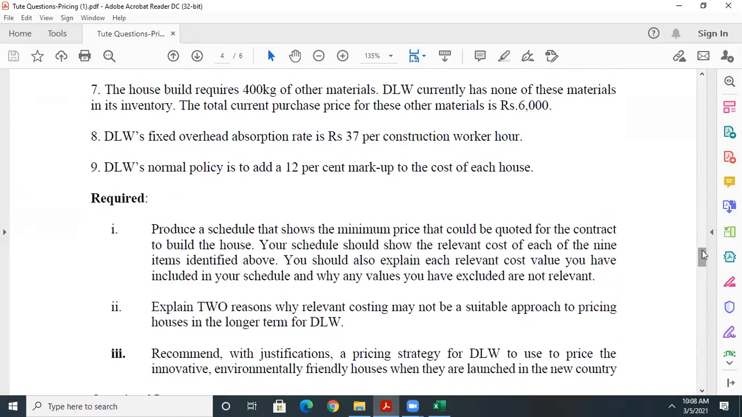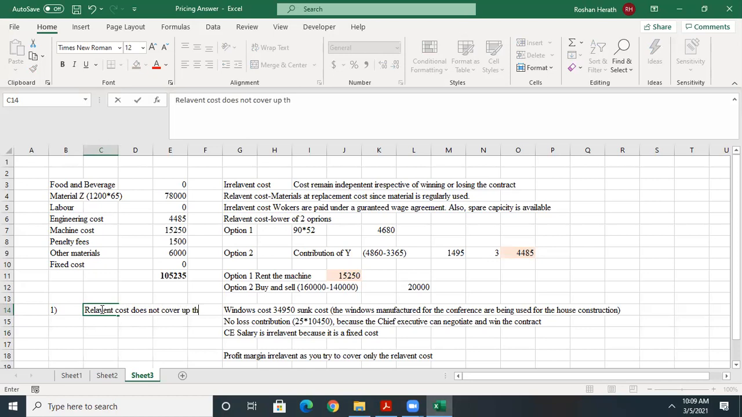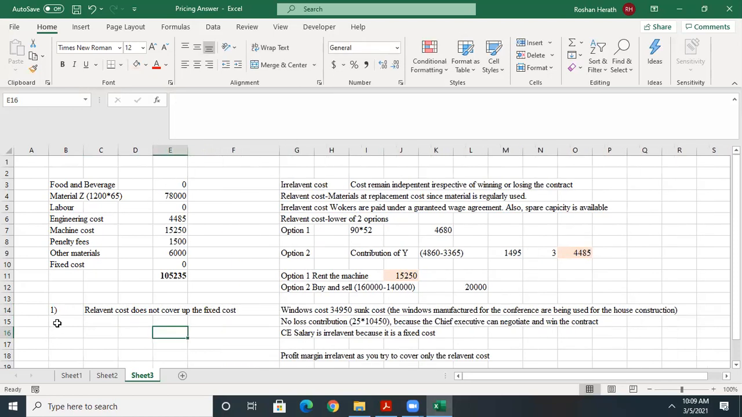Then it asks, explain 2 reasons why relevant costing may not be a suitable approach to pricing houses in the longer term for DLW. So අපෙන් අහනවා ඇයි මේ relevant cost එක suitable වෙන්නේ නැත්තේ housing price කරන්න long term එකේ. එතකොට short run එකේදී අපිට relevant cost එක ගැන හිතලා offer කරන්න පුළුවන්. නමුත් in the long run the one practical thing is that you need to cover up the fixed cost. So the relevant cost does not cover up fixed cost. ඔයාලට අඩු තරමේ fixed cost එකවත් cover කරගන්නේ නැතුව තමයි යන්නේ. එතකොට ඒක long term එකේ sustainable නැහැ.